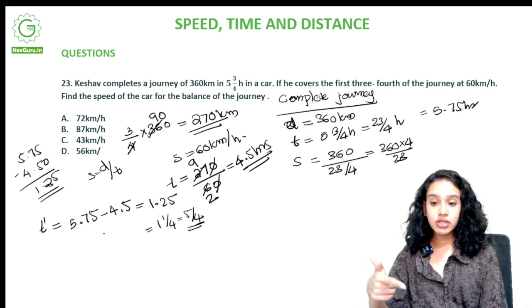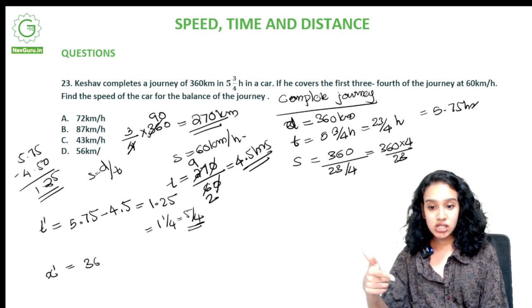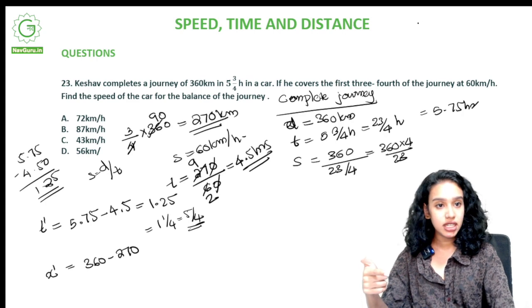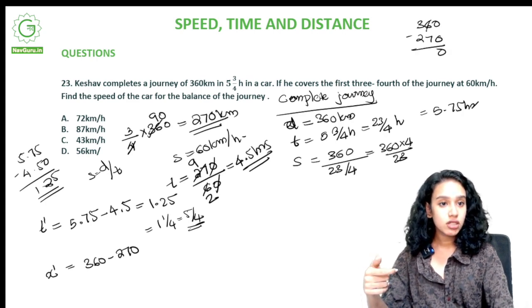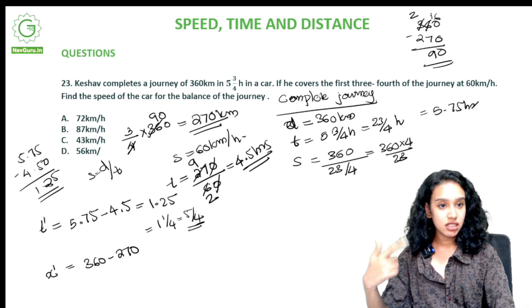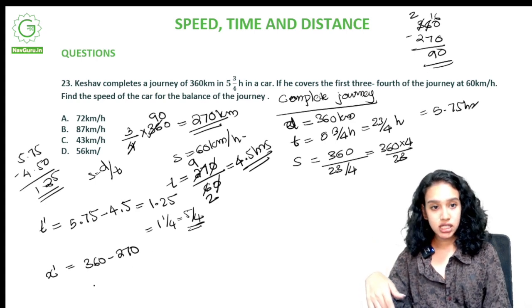So the amount of distance to be covered, X dash, is equal to 360 minus 270, right? Because 270 he already covered. So 360 minus 270, we get 90. So X dash is equal to 90, right?